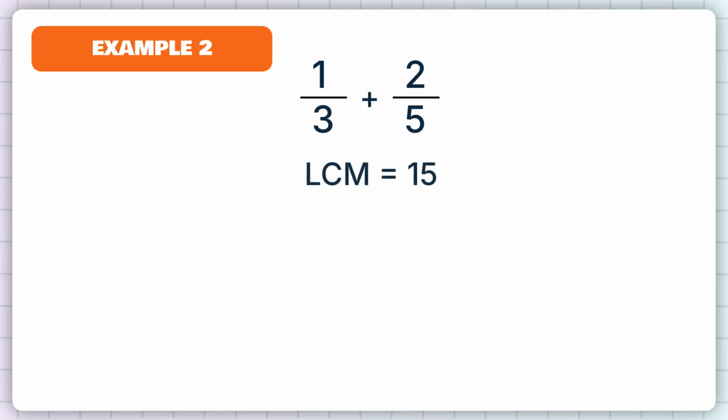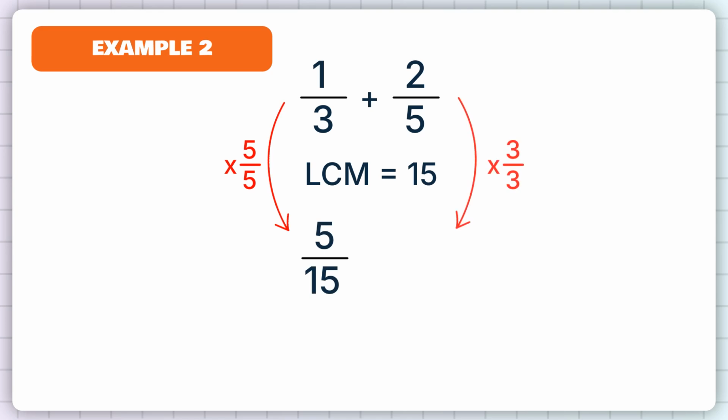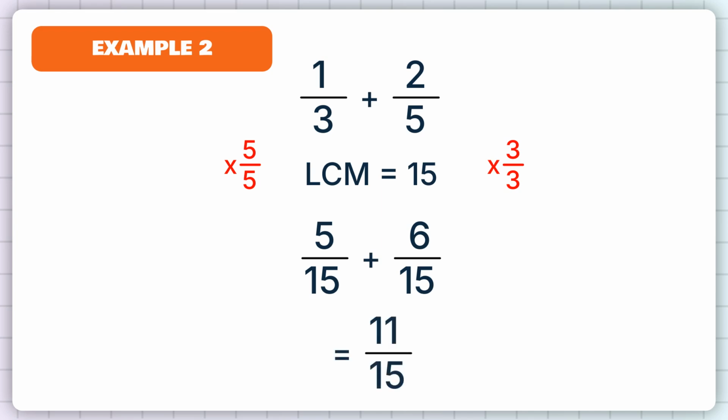Now let's tackle a more common scenario where the denominators are different. 1/3 plus 2/5. First, we need to find a common denominator. The lowest common multiple of 3 and 5 is 15. We convert each fraction so 15 is the denominator. 1/3 multiplied by 5/5 gives us 5/15. 2/5 multiplied by 3/3 equals 6/15. Now we add the fractions with the same denominator. This gives us the final answer of 11/15.